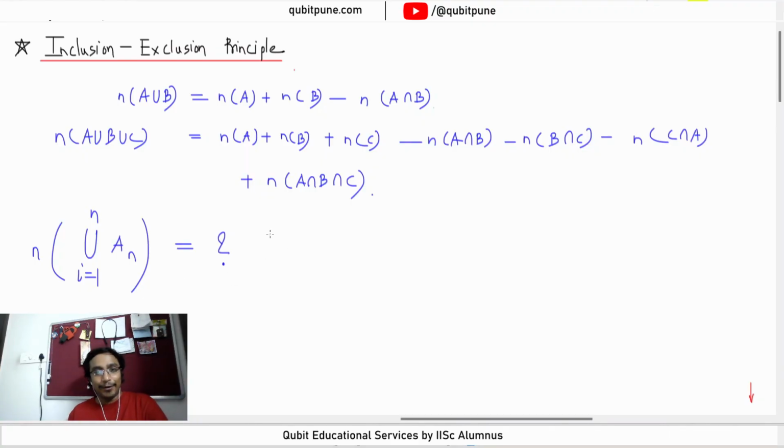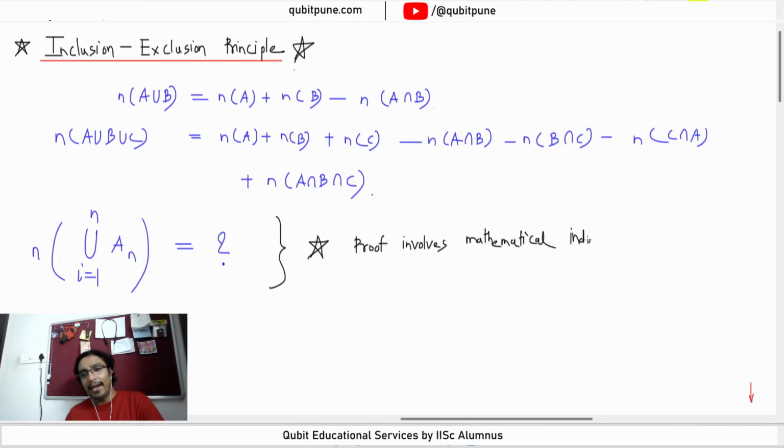That general formula is called the inclusion exclusion principle. I'm not going to prove it or state it, but you should know this. The proof involves mathematical induction. And in mathematics, we always try to generalize things. We consider some special or simple cases, but at the end, the objective is always to come up with a formula or theorem which will cover a wider variety of problems. So that is the fancier name, inclusion exclusion principle.